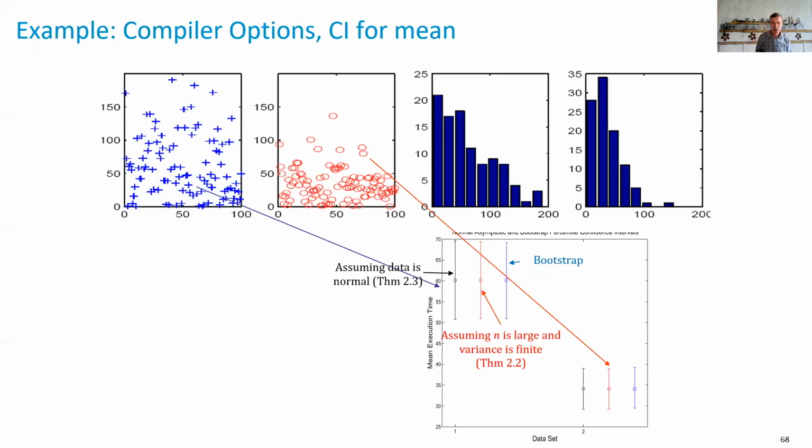Just for fun, I did it for this example that we had here. Here I have two data sets, and we had seen how to compute confidence intervals using various methods. One assuming the data is normal, the other one, which is perhaps suspicious here, is the classic method, assuming n is large and the variance is finite, which is a classical formula we have for confidence interval for the mean.